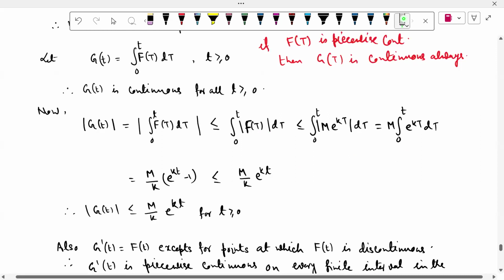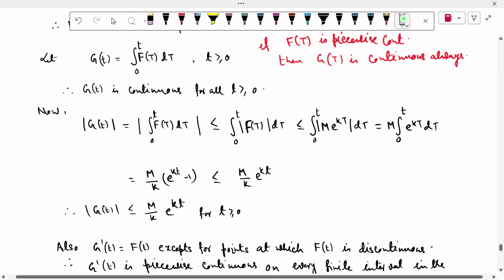And if you take the integration of that, you will get g(t) equal to m (e to the power kt minus 1) by k, and we make it bigger, so we eliminate this value. This is bigger because minus 1 is a negative number, m is a positive number, and k is a positive number. So we make it bigger and get this value. So your mod of g(t) is always less than m by k times e to the power kt. So this g(t) is always bounded.